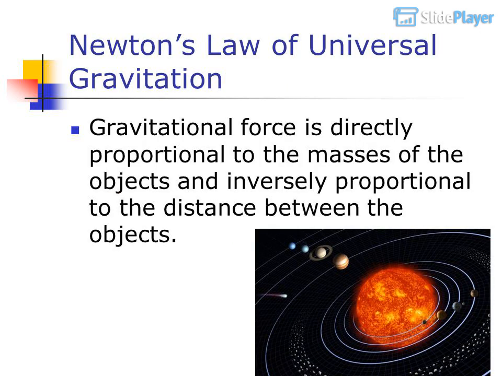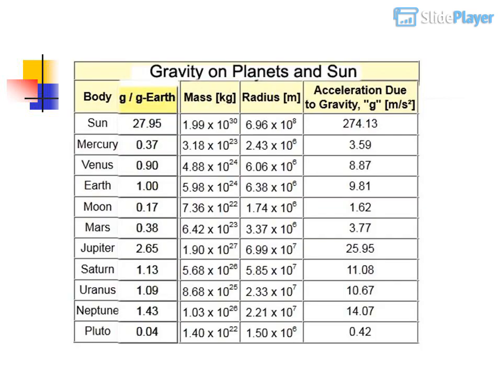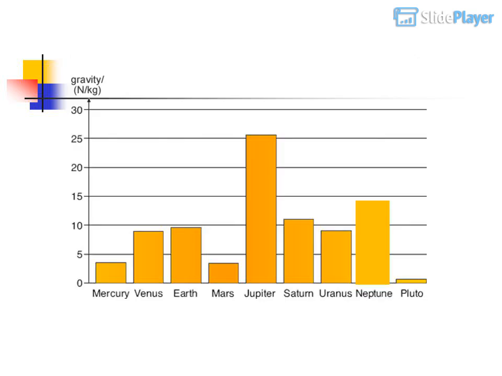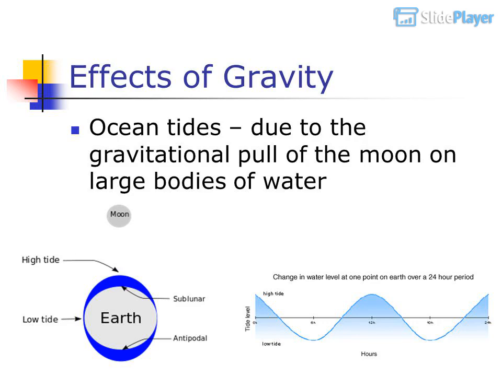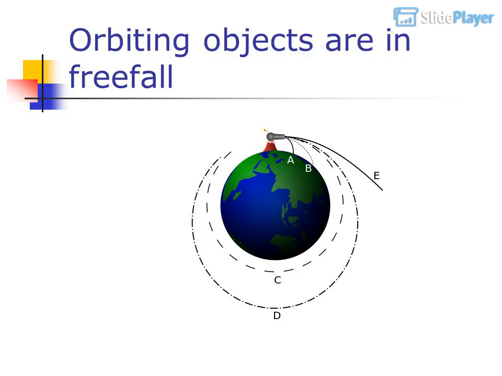Newton's law of universal gravitation. Gravitational force is directly proportional to the masses of the objects and inversely proportional to the distance between the objects. Effects of gravity: ocean tides, due to the gravitational pull of the moon on large bodies of water. Orbiting objects are in free fall.